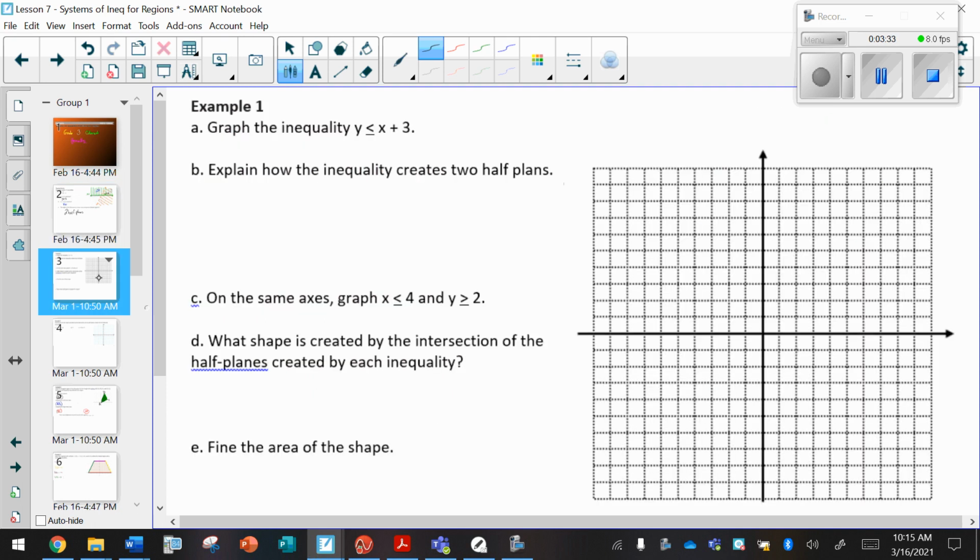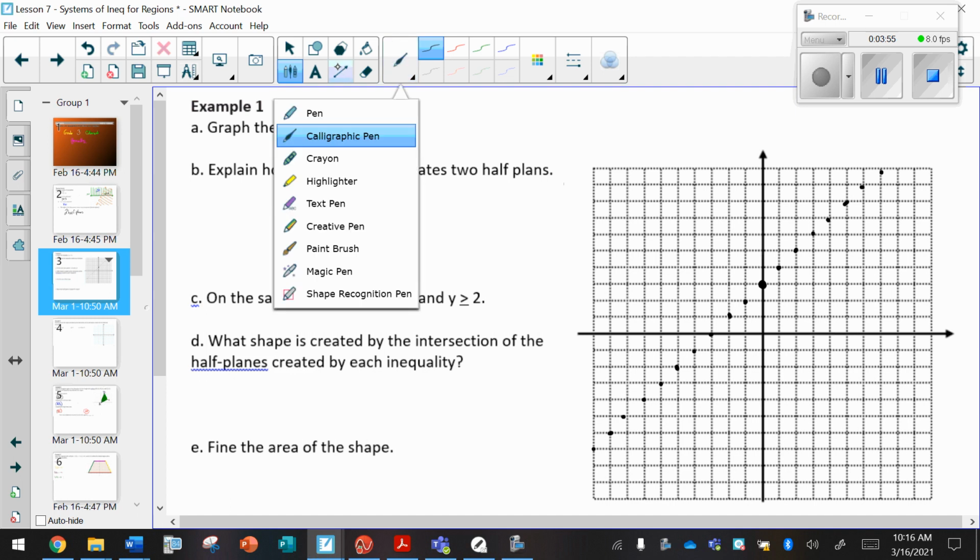Okay, so now I want you to graph the inequality y is less than or equal to x plus 3. So our y-intercept is at 3, and our slope is positive 1. And when I connect my points, up 1 over 1, up 1 over 1, you have to remember whether you're supposed to connect them with a solid line or a dotted line.